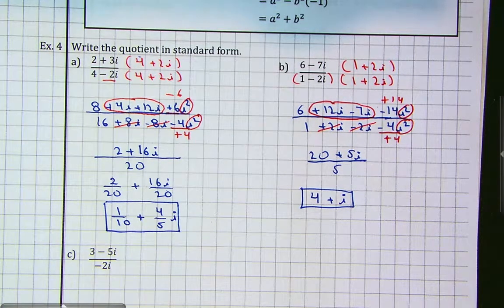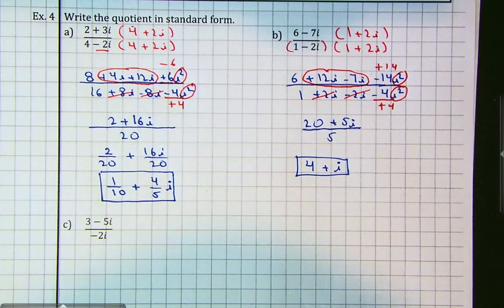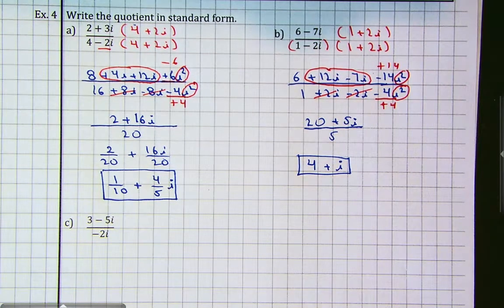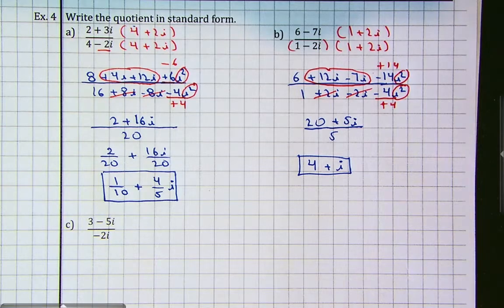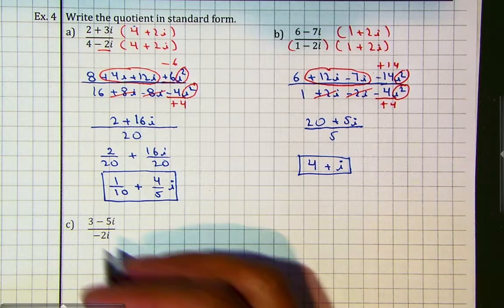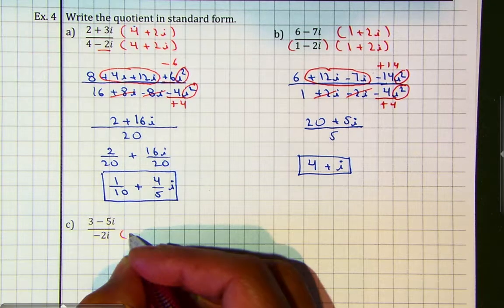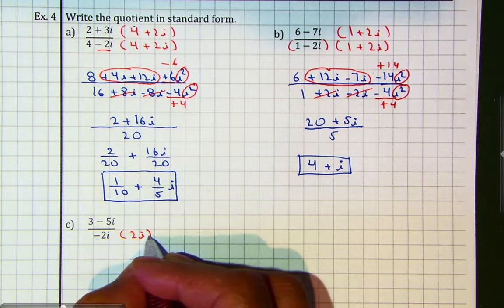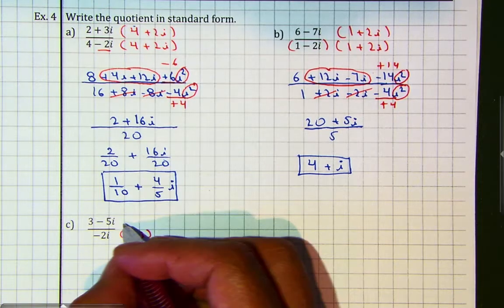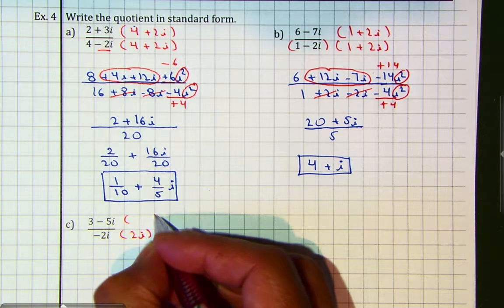Letter C. So therefore, what will I multiply to simplify that expression? So what should I multiply by? I should multiply by the conjugate, which should be positive 2i. Now if you multiply by negative 2i, it still works, but it might just take an extra step.